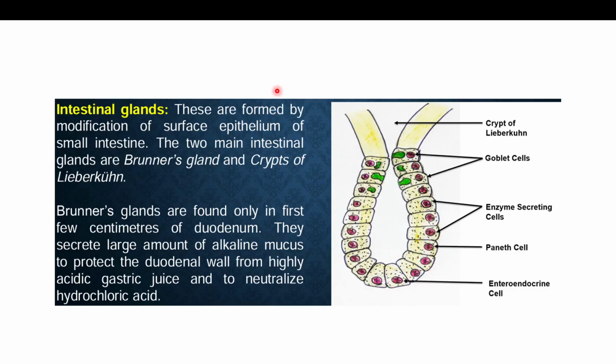Then there are intestinal glands, which are formed by the modification of the surface epithelium of the small intestine, and the two main intestinal glands are the Brunner's glands and the crypts of Lieberkühn. Brunner's glands are found only in the first few centimeters of the duodenum. They secrete large amounts of alkaline mucus to protect the duodenal wall from highly acidic gastric juice, and it helps to neutralize the hydrochloric acid.